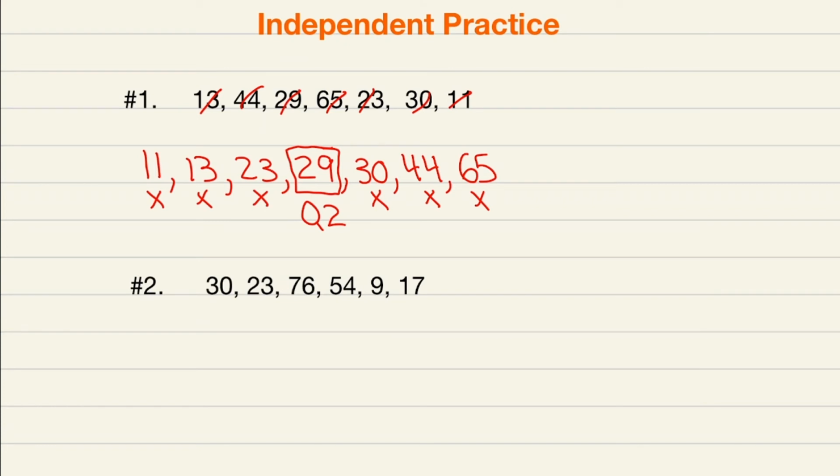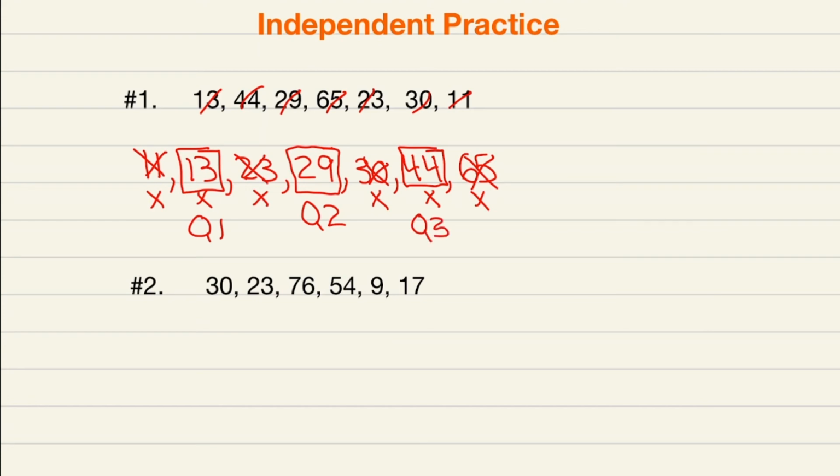Now, let's find our Q1, or our lower half median. So let's cross out 11 and 23. We're left with one number left. That's 13. That's going to be our Q1. And now our upper half median, or Q3, 30 and 65 are crossed out. We're left with 44, which is our Q3.